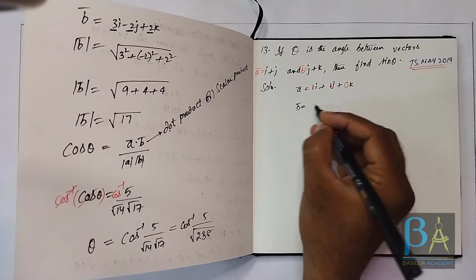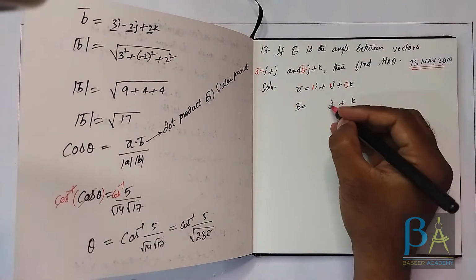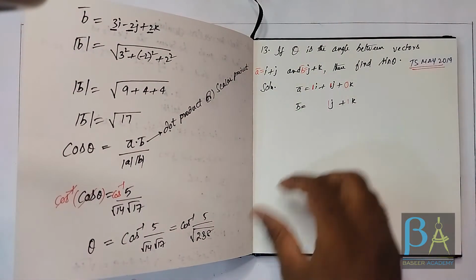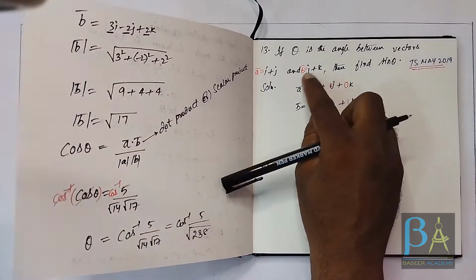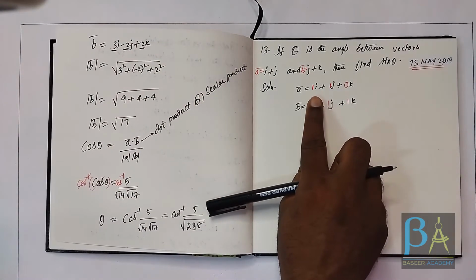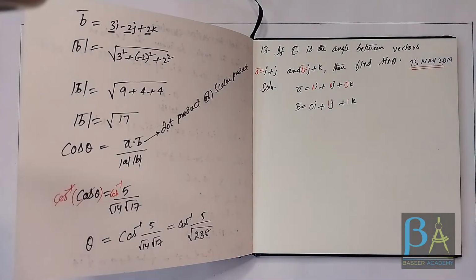Vector B is given as J plus K. Obviously the coefficient is going to be 1 here, and then you don't have an I term here, so you can actually just write 0I. Since there is no I term, you are just writing 0I. 0I is nothing but 0 itself, so you would be left with J plus K itself. So we are using the 0 just as a placeholder.